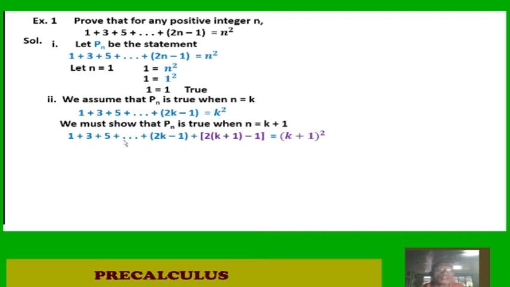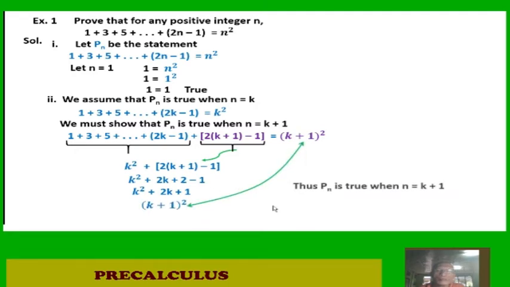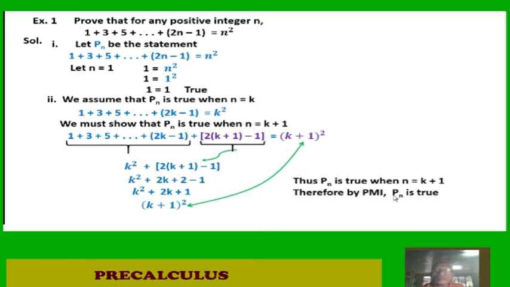Take note that this series is equal to k squared. So replace it with k squared, bring this down. Distribute 2 times k plus 2 times 1, and 2 minus 1 is 1. Then this is a perfect square trinomial. So they are equal, and we have proven that P of n is true when n equals k plus 1. Therefore, by the principle of mathematical induction, P of n is true.